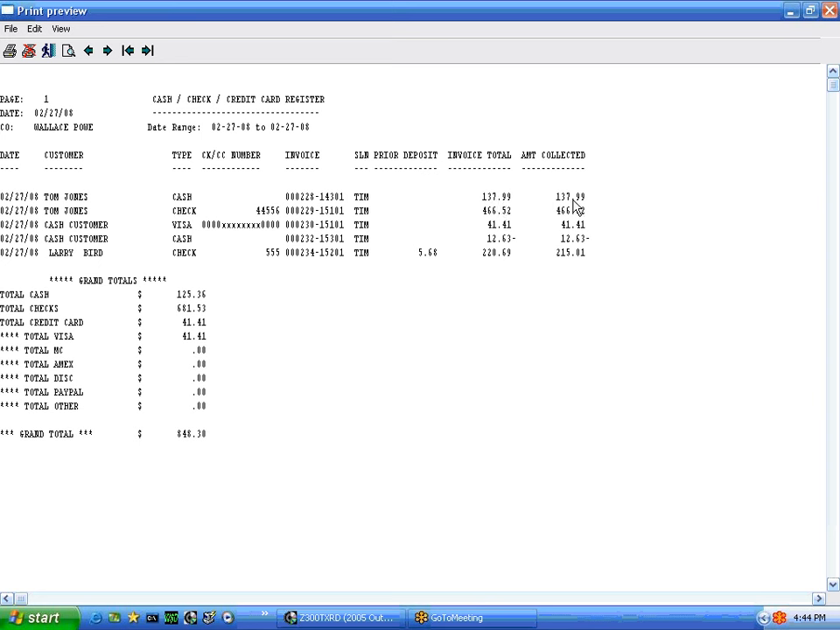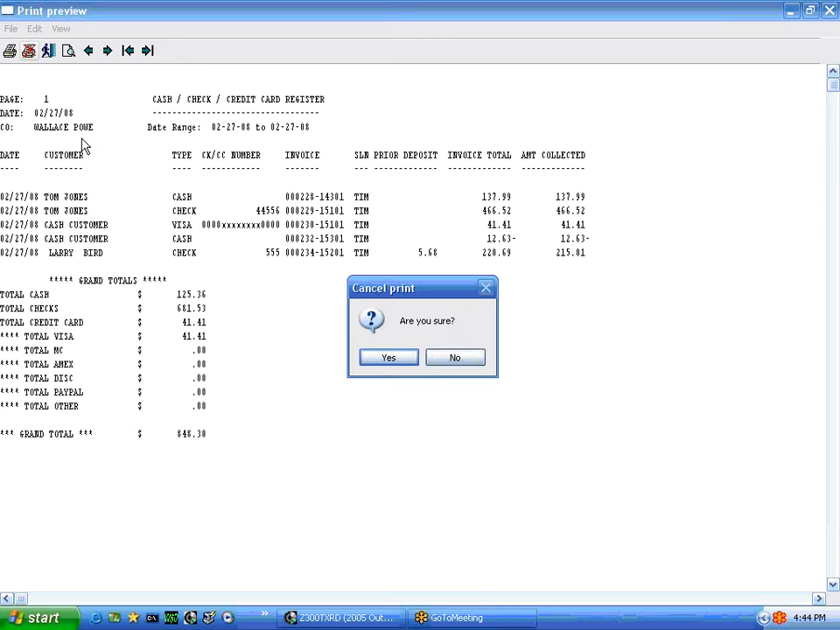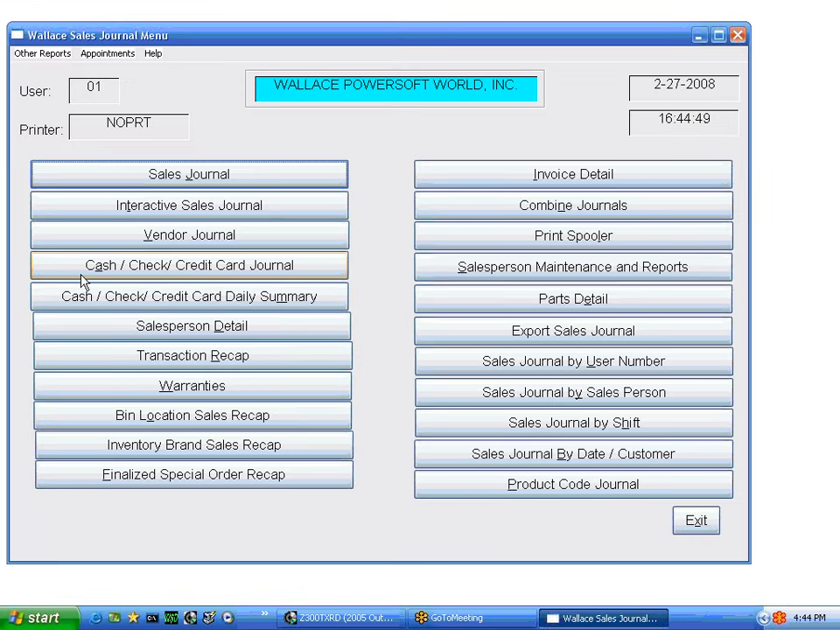Total amount of the invoice, total amount collected. This will organize it by how much is cash, how much is check, how much is credit card, and it'll separate each and every type of credit card. This is total in the cash register for this date range. Okay, that was cash, check, credit card journal.